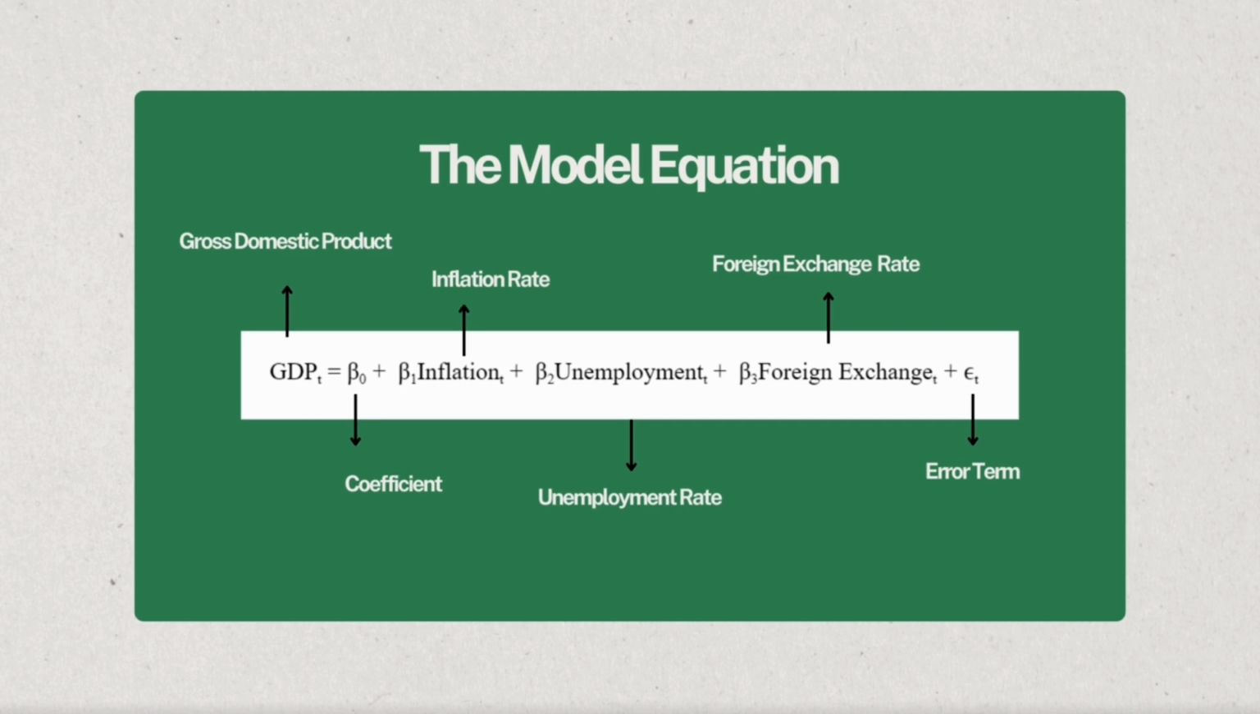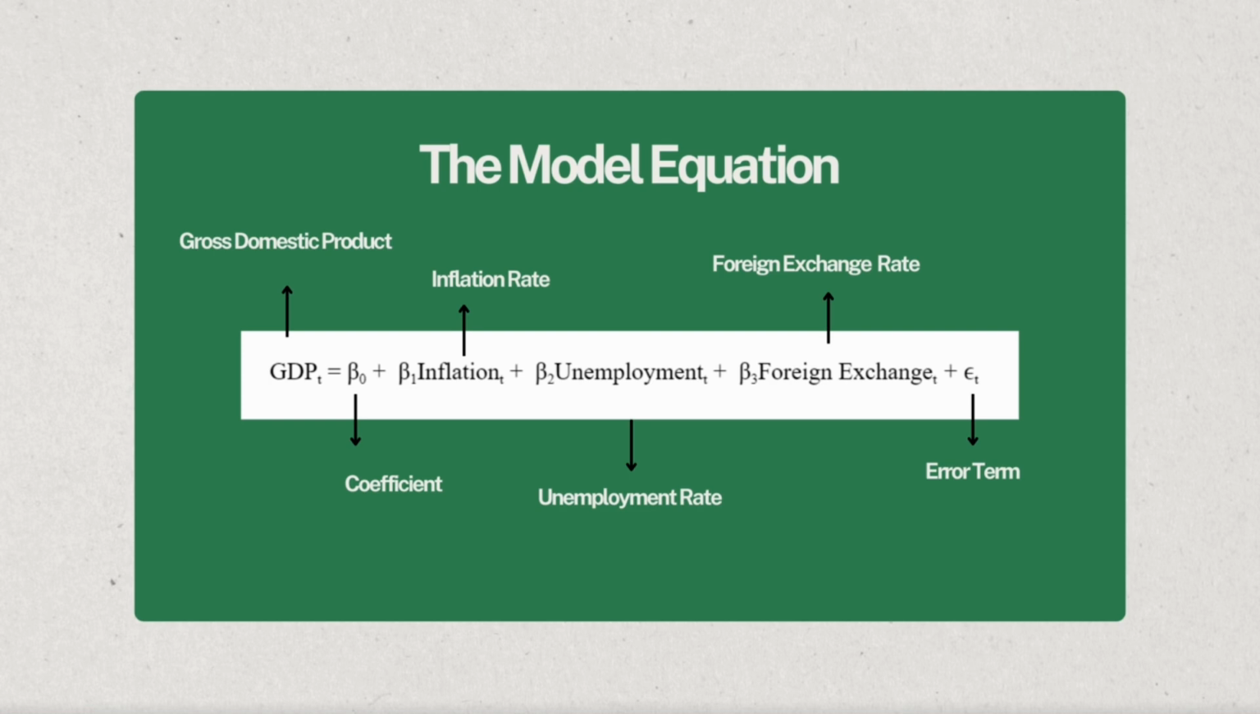Firstly, GDP is what we want to predict, the gross domestic product at time t. Beta 0 is the starting point or baseline GDP when all other factors are zero. Beta 1 shows how inflation affects GDP. If it is negative, higher inflation lowers GDP. Beta 2 measures the impact of unemployment. A negative value means more unemployment reduces GDP.